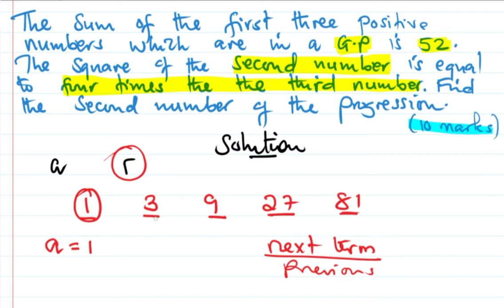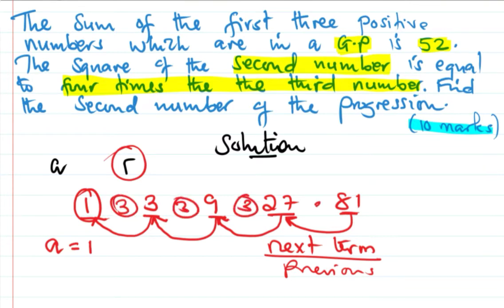In our sequence, we want to find the common ratio. 3 divided by 1 gives 3. Also 9 divided by the term before it, which is 3, gives 3. 27 divided by 9 also gives 3. Similarly, 81 divided by 27 gives 3. So it is 3 throughout, and that is the common ratio.